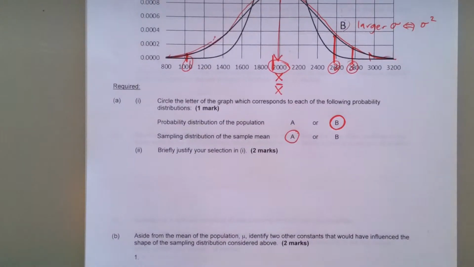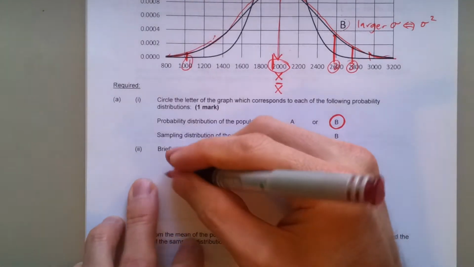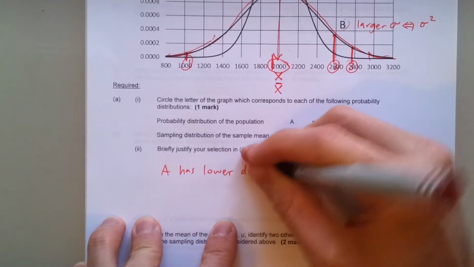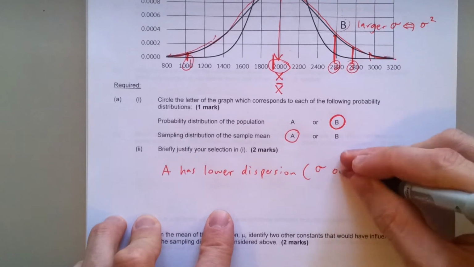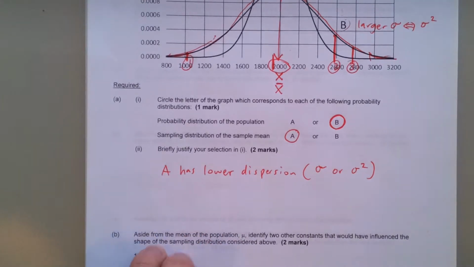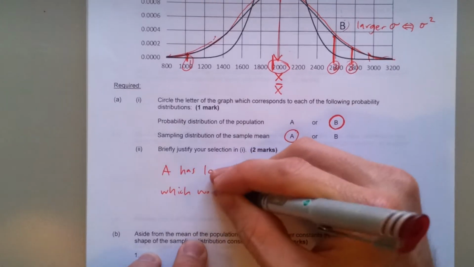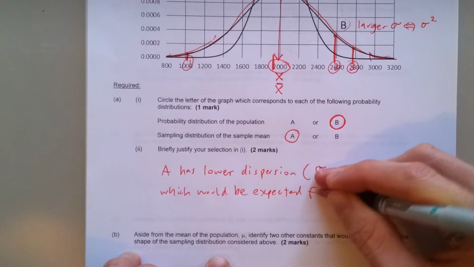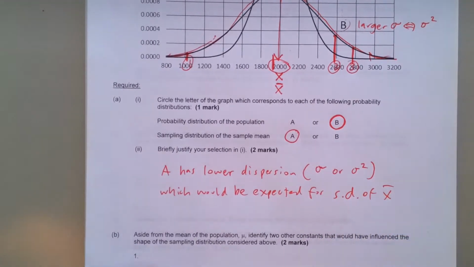And that's really the answer to part 2 here. You'd say A has lower dispersion. You could say standard deviation or variance, and something along the lines of which would be expected for the sampling distribution of the mean.